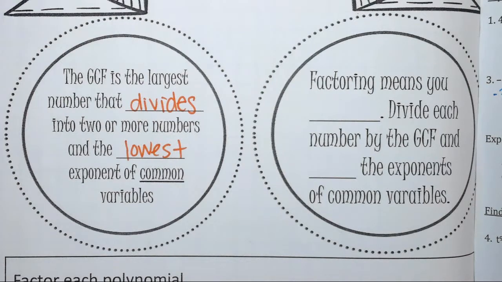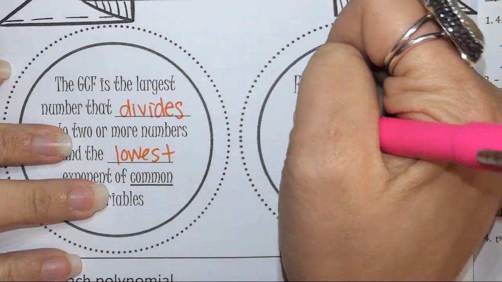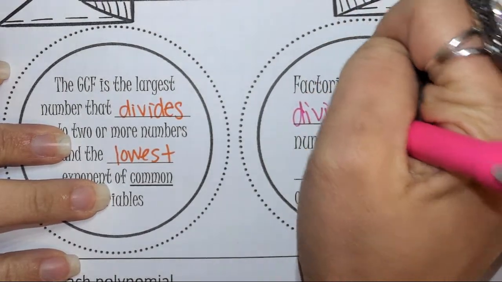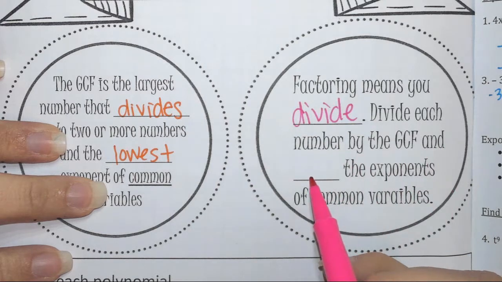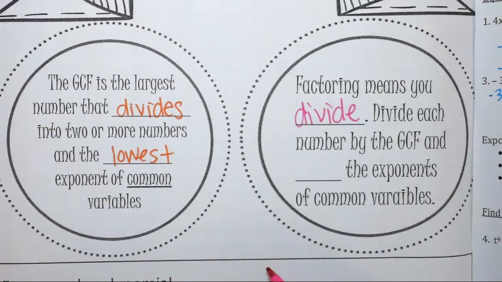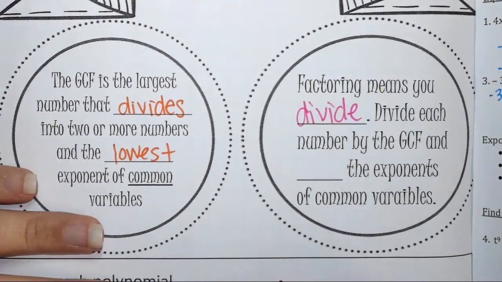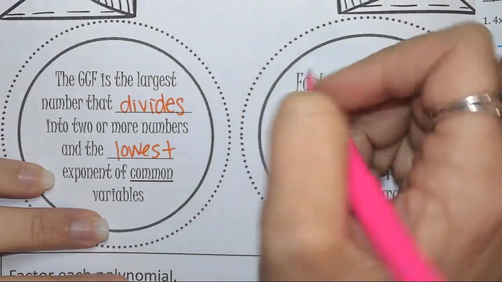Alright, so factoring means you what? What mathematical operation do we do when we factor? You divide. Factoring means you divide. Divide each number by the GCF, and what do you do with the exponents? Add them. No. Multiply. You subtract them.